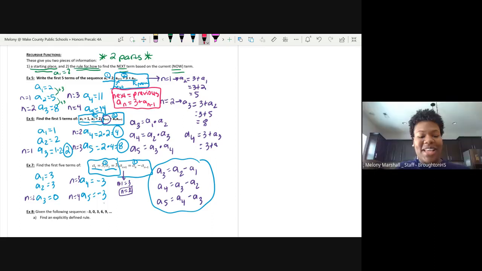The answers, you can write them as a sequence in this form, and this would be the final answer. And that's it. All right, last one in this recursive section: negative 3, 0, 3, 6, 9.